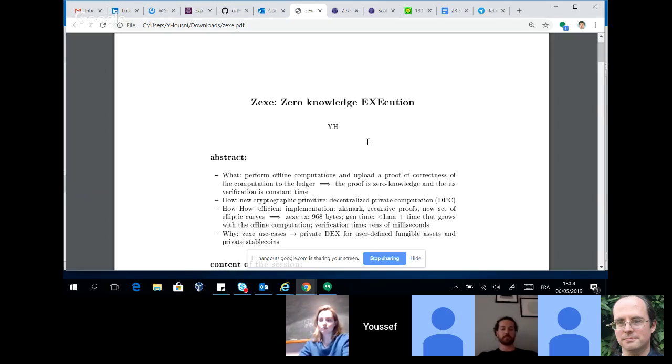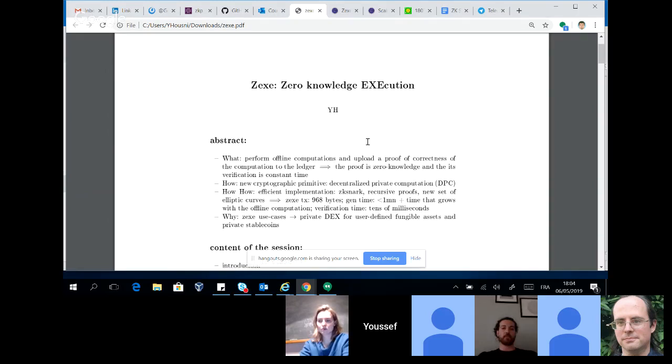In the abstract we still have a sneak peek of the performance costs. Our ZEXE transaction is 968 bytes, if we are talking about two input to output records, and we're going to talk about this more in detail later. The generation time is less than 1 minute plus some time that goes with the offline computation, and the verification time is tens of milliseconds.